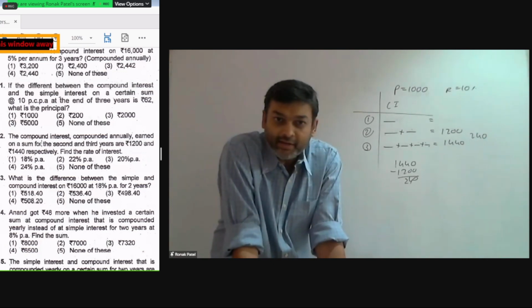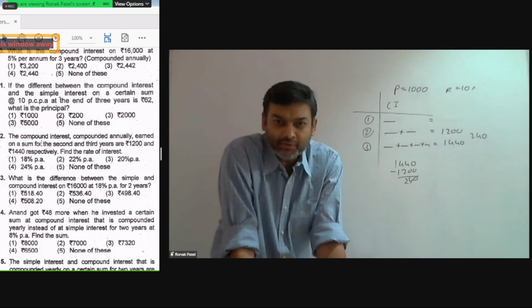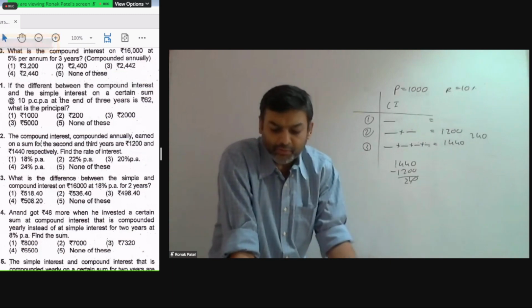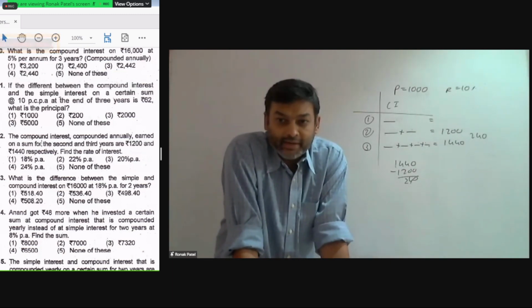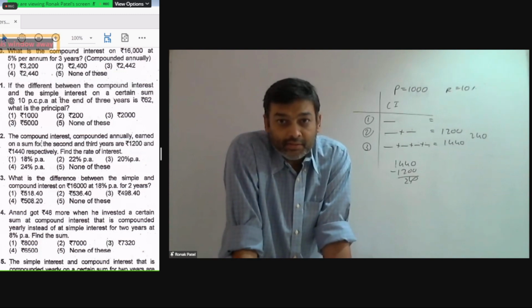Right. So there are a few areas that you should now learn from the entrance point of view. Otherwise, in day-to-day life or school life, this is all not required. But to gain speed, reduce calculations and get the right answer, we can use this method. So, try it though. 13 number. We have done this one. What is the difference between the simple interest and compound interest on 16,000 at 18% for 2 years?